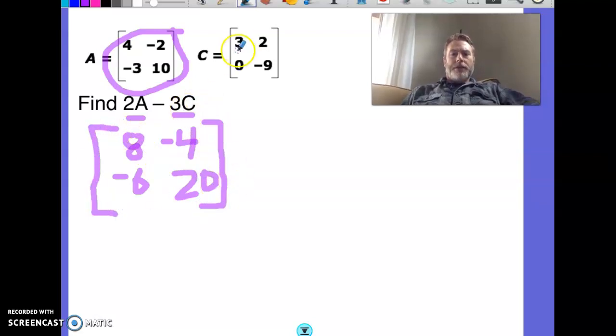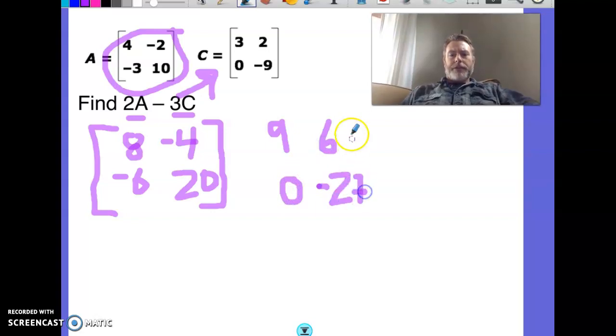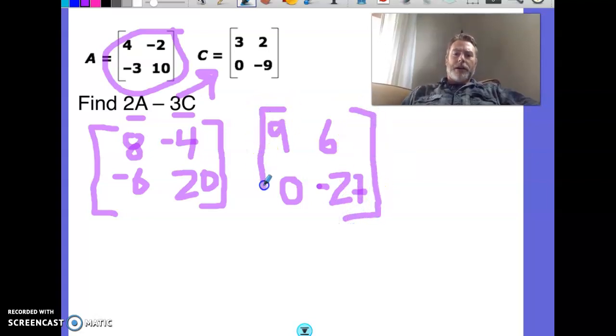I'm going to do the same with this next one. I'm going to do the scalar multiplication first. Basically multiply all the entries by 3. So here's going to be 9, 6, 0, negative 27. Okay, now we are ready to do the subtraction.